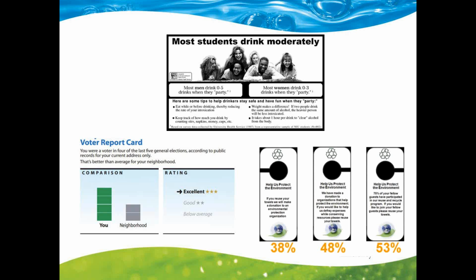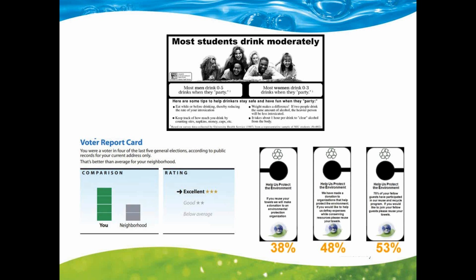And so this is an example that shows that most students drink moderately, and you'll see a few different examples of different college campuses who are using this. So the idea is to pull attention of those students to the social norm. The social norm is actually not to go out and have too many drinks. The social norm is to drink moderately. And just having that information actually does change behavior.